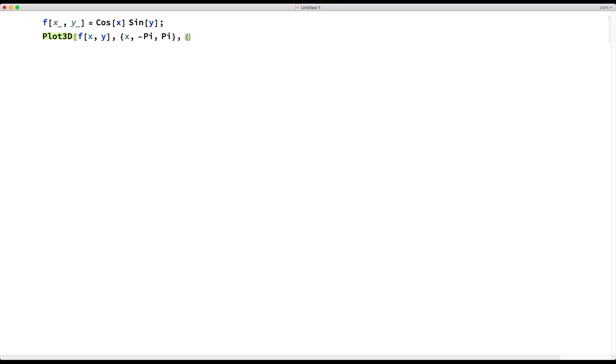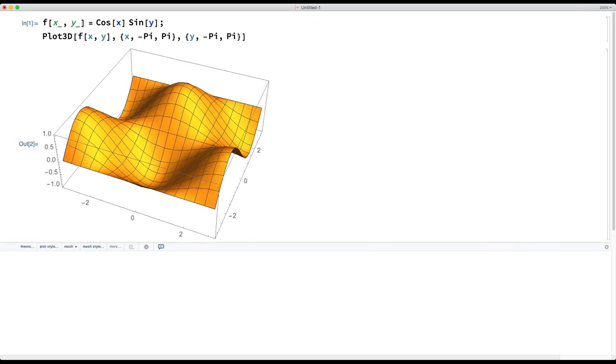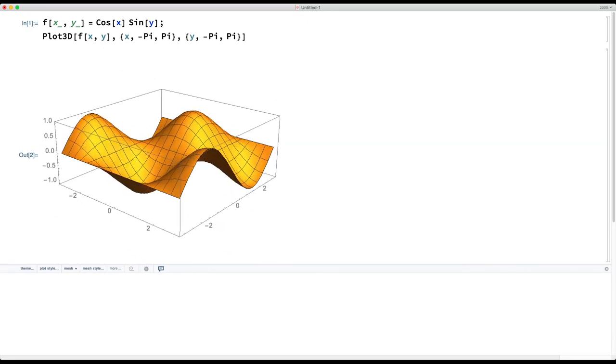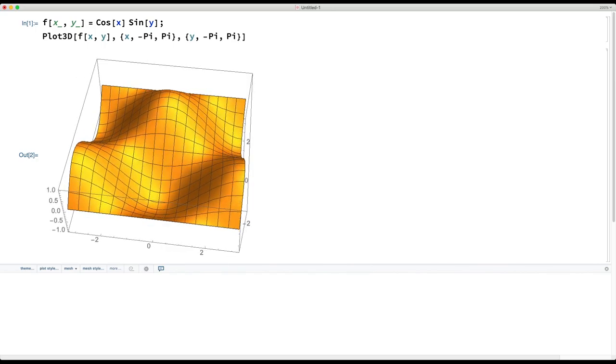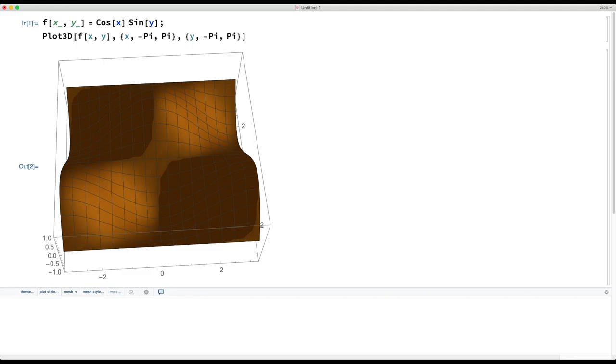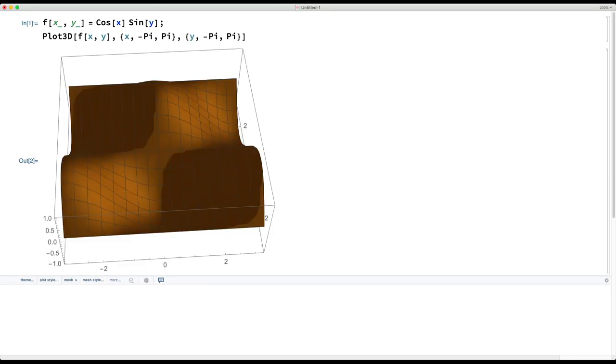Sine y, okay, that's fine. Six of one, half a dozen of another. Okay, so I'll plot this thing. And we've got some interesting points going on, okay? We clearly have a maximum here. We clearly have a minimum over there.